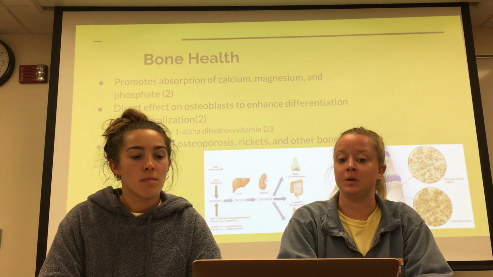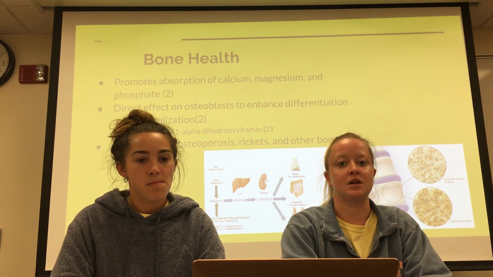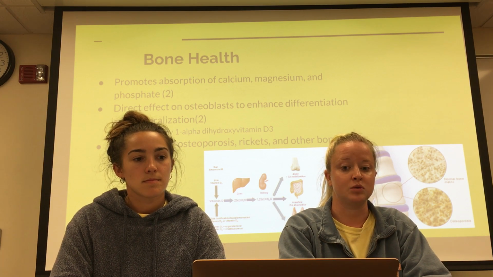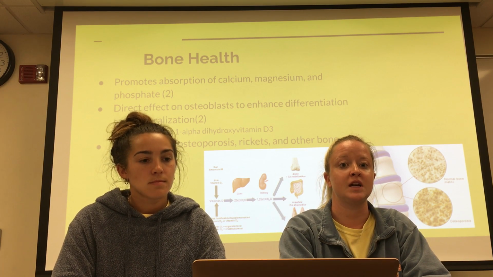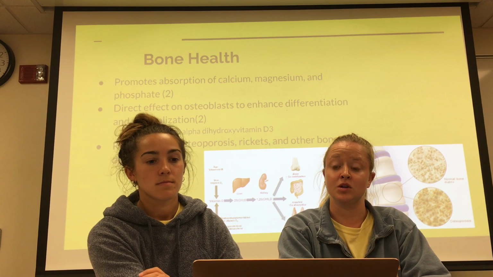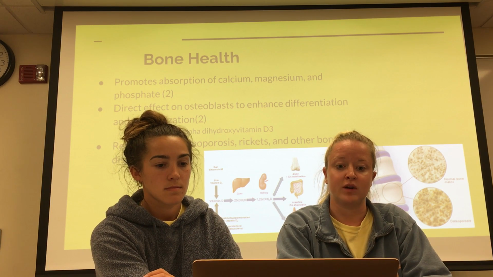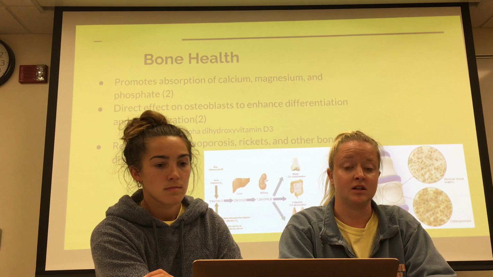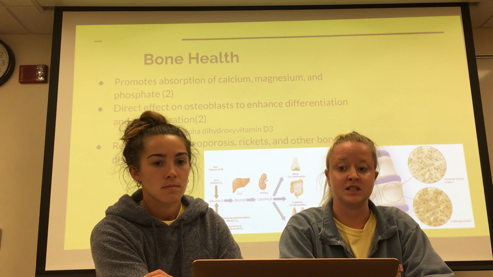So the first part we're going to talk about is bone health. The indirect effects of vitamin D specifically are to promote the absorption of calcium, magnesium, and phosphate in the intestines and in the renal system. The direct effects are on the osteoblasts specifically, which are the bone-forming cells.